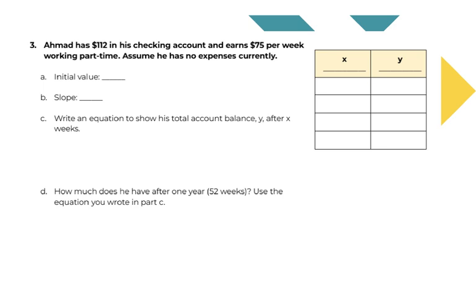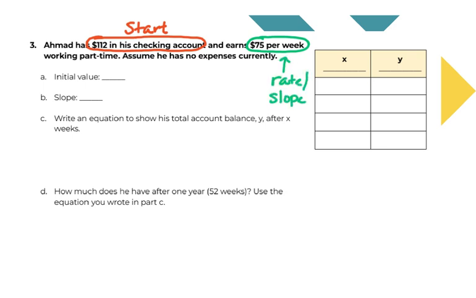Now let's go to number 3. Our situation now is about Ahmad. He has $112 in his checking account. That's what he's starting with. So that is the start. And then it says he earns $75 per week. That is his rate or his slope, how fast things are changing. So initial value is going to be 112. The slope is 75, and he's adding that to his account.